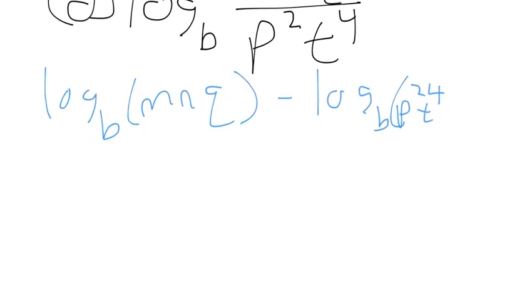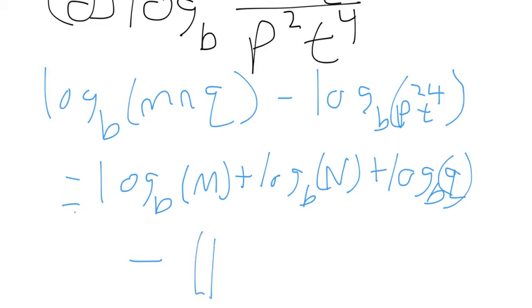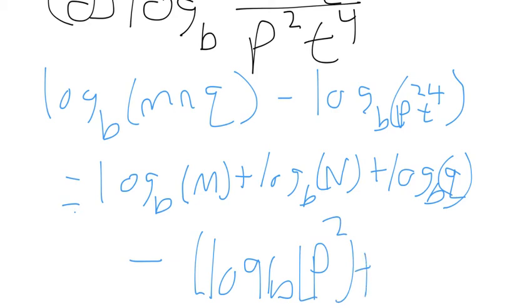Alright, and then we have log base b of m, n, and q, so that's equal to log base b of m, since we're multiplying m, n, and q together, we can split those into separate logarithms and then add them. Then subtract, since we're multiplying p squared and t to the 4th, we can split those into separate logarithms and add them. Log base b of p squared plus log base b of t to the 4th.